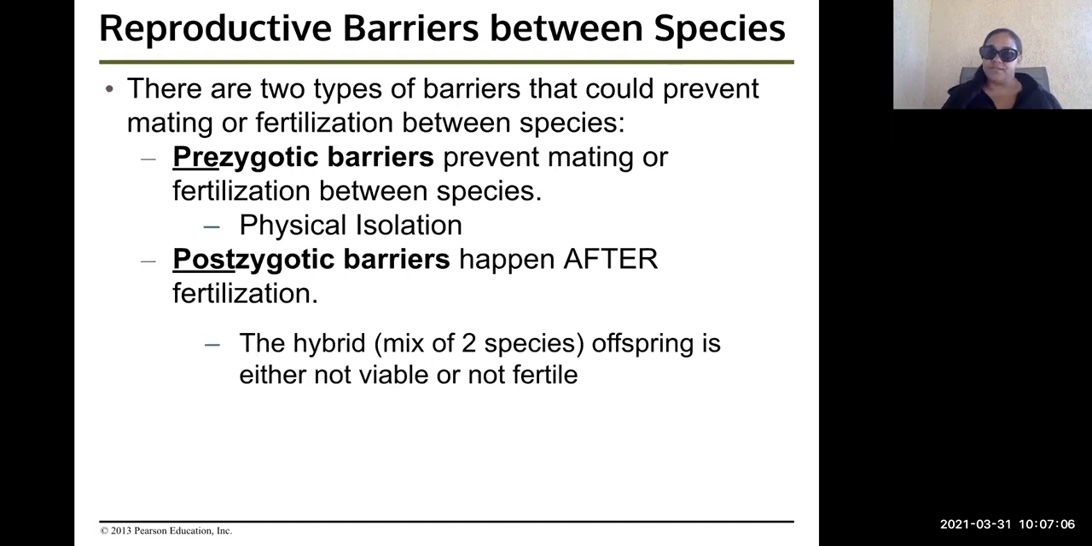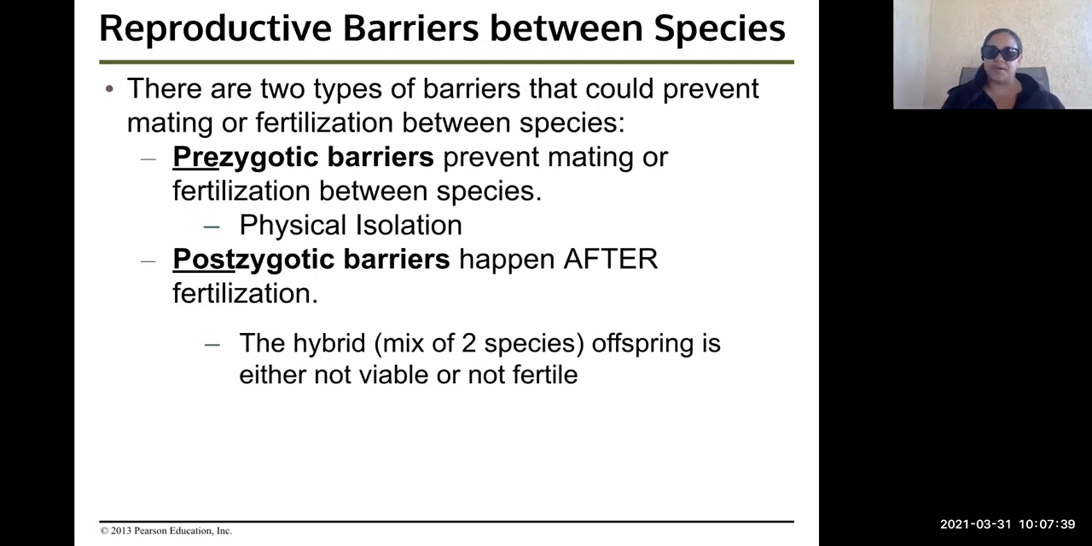There are two types of barriers that could prevent mating or fertilization between species. Pre and post. Pre means before, post means after. This should be easy to remember. Pre-zygotic barriers prevent mating or fertilization between species. Physical isolation is the typical one. A mountain range pops up between two populations of squirrels. Those two populations of squirrels aren't going to be in physical contact with each other anymore. Eventually they grow apart.